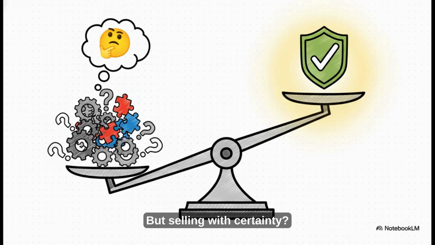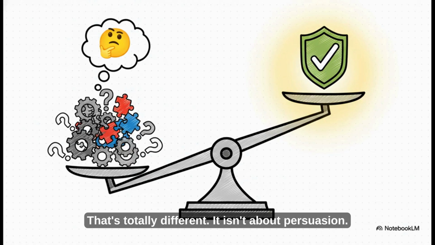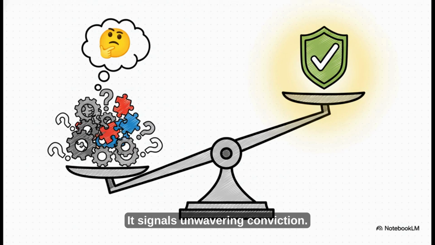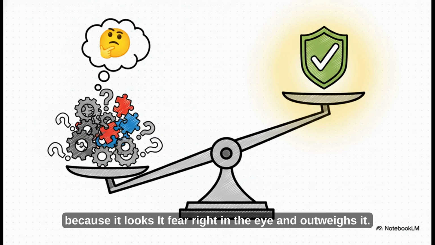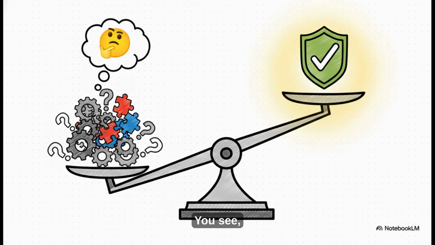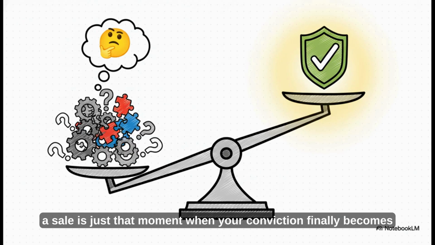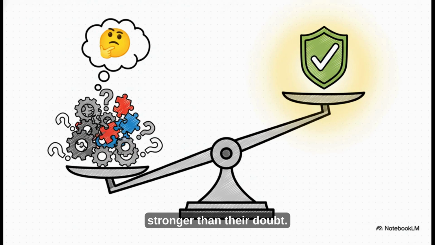But selling with certainty? That's totally different. It isn't about persuasion. It's about making a rock-solid promise. It signals unwavering conviction, and it's designed to get a definitive yes, because it looks fear right in the eye and outweighs it. You see, a sale is just that moment, when your conviction finally becomes stronger than their doubt.